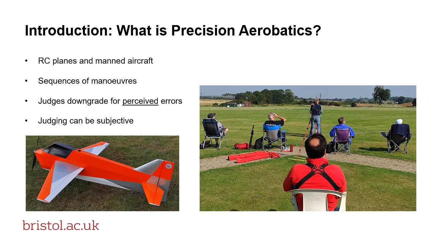Precision aerobatics is a competition discipline for full-size and model planes. The picture on the right shows a typical scene at an RC aerobatic competition with the pilot standing at the front and a line of judges sitting behind. The pilot is flying manoeuvres on a vertical plane about 200 metres away, and the judges are looking for perceived errors in the execution of the manoeuvres. Judging is a very difficult job, and it's hard to remain completely objective when you're doing it.